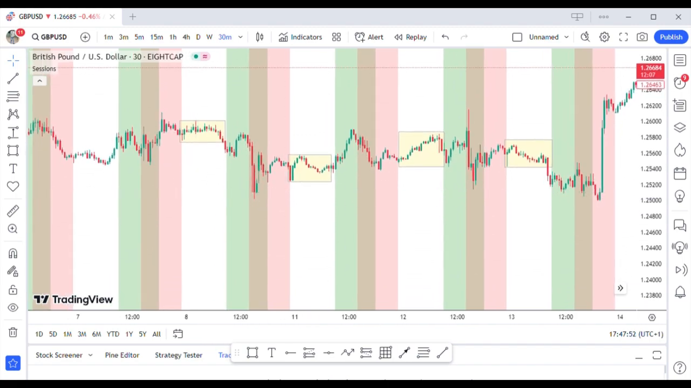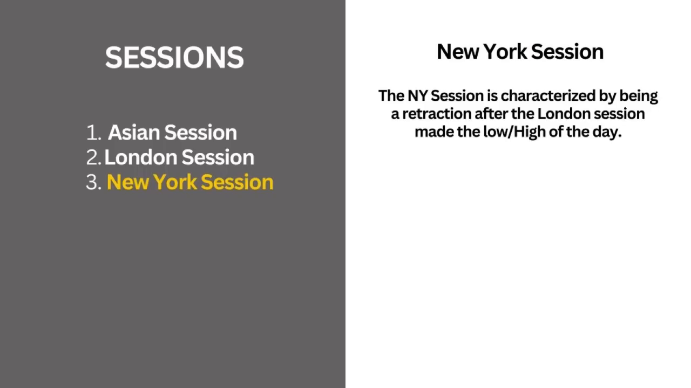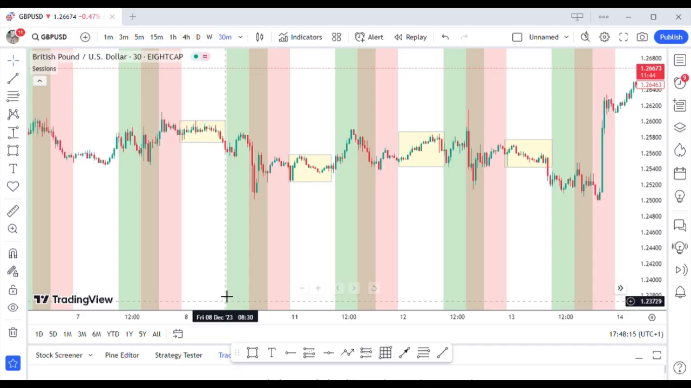So let me give you the definition of New York session. New York session is characterized by being a retracement after the London session made the low or high of the day. You understand? So every single time London session makes the low of the day, we are expecting New York session to make the high of the day, and vice versa.